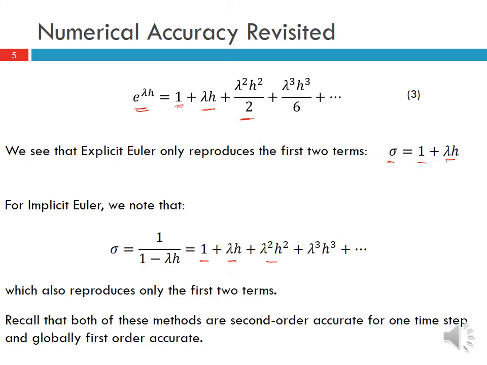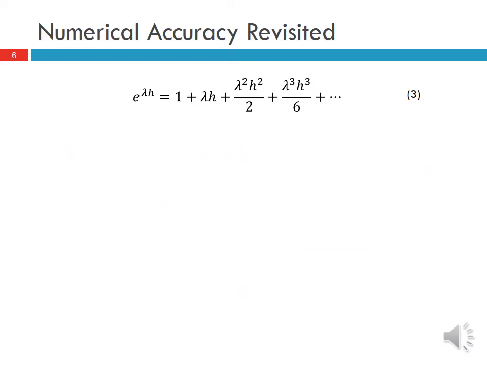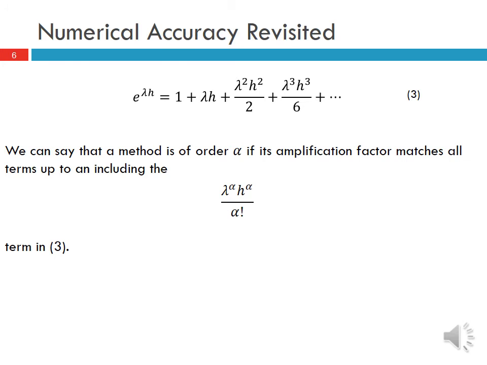We can recall from our initial introduction of these methods that both of these methods are second order accurate for one time step, and globally they are first order accurate. Using our new analysis of numerical accuracy, we can say that a method is of order alpha if its amplification factor matches all terms up to and including the lambda to the alpha h to the alpha over alpha factorial term in equation 3 here. For both of our methods, we only matched up to the lambda 1 h 1 over 1 factorial term, so they are first order accurate globally.